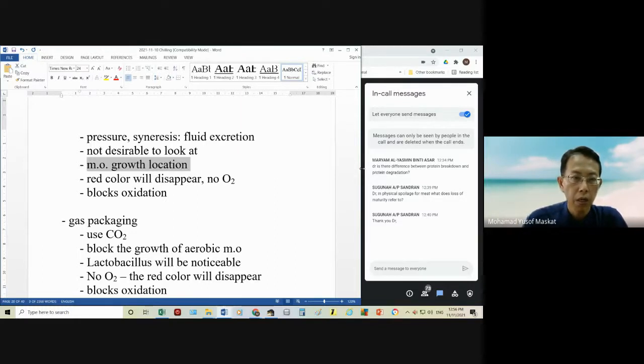The red color will disappear because of no oxygen. It will convert back from oxymyoglobin to myoglobin, but the good thing is that it will block oxidation.